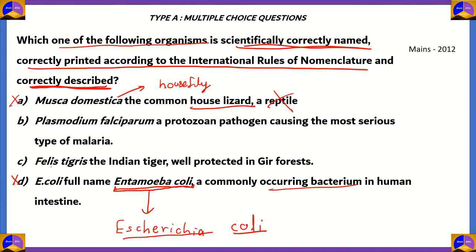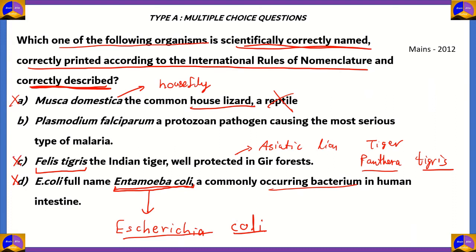Now what about option C? Felis tigris, the Indian tiger, well protected in Gir forests. Well, tigers are present in India, so it's possible that there are some tigers in Gir forests, but they're mostly containing the Asiatic lions. So that's one problem. Another problem is the name of the species. It's given Felis tigris. The scientific name for the tiger is Panthera tigris. The genus is Panthera, not Felis. So therefore option C is incorrect.